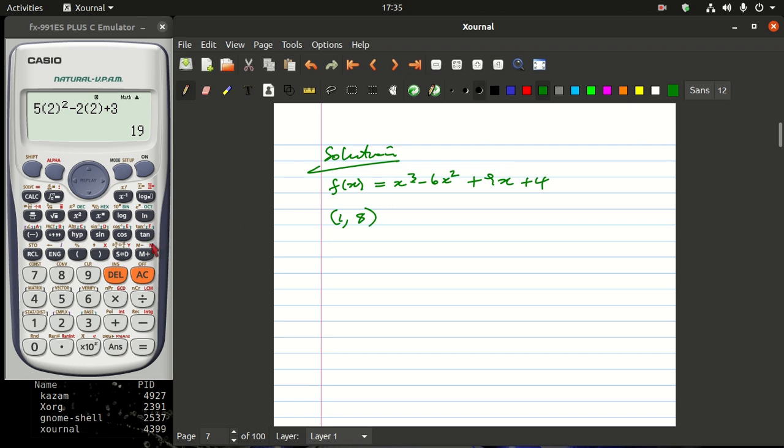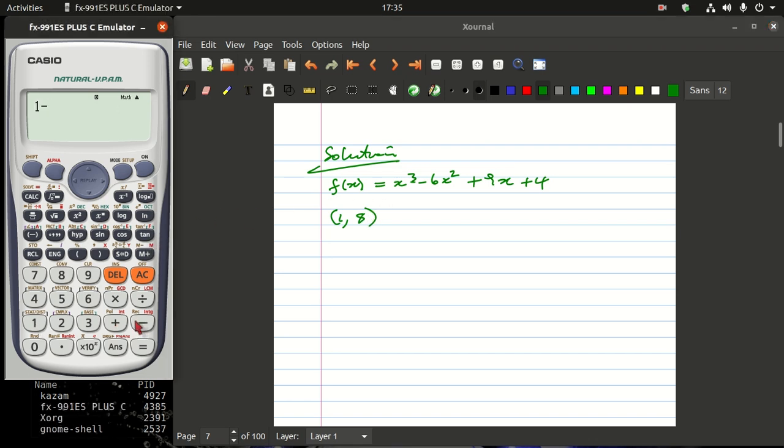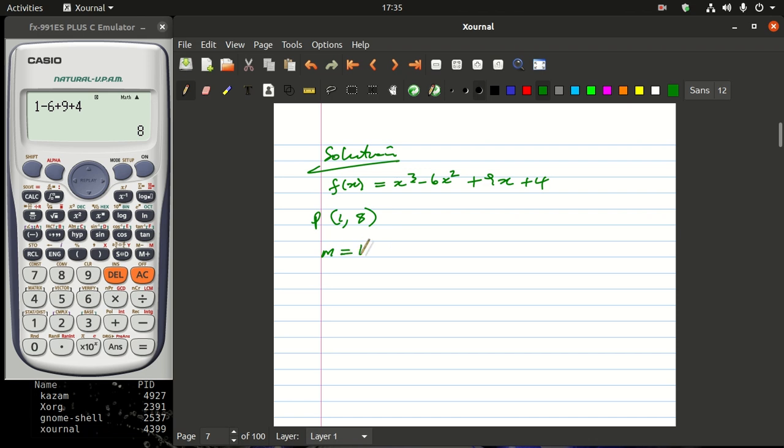Let me just confirm here. I have 1 minus 6 plus 9 plus 4. So I end up having an 8. So this is the point that is given here. I'm going to call it P. Find the instantaneous. Of course, you know that given 1 point and the function, that rate of change is going to be the limit as x approaches a of f of x. Take the function as it is, don't make it harder than it is, plus 9x plus 4. Subtract the output here, which is 8.